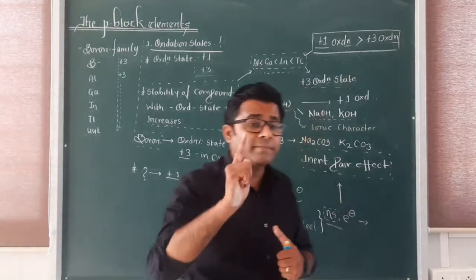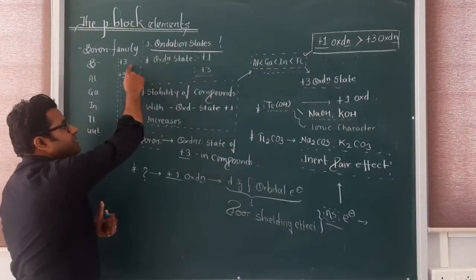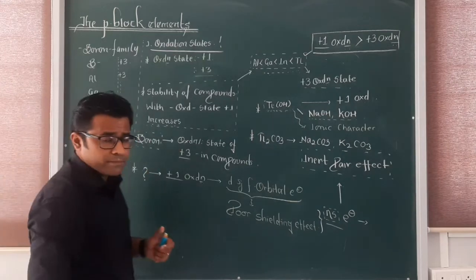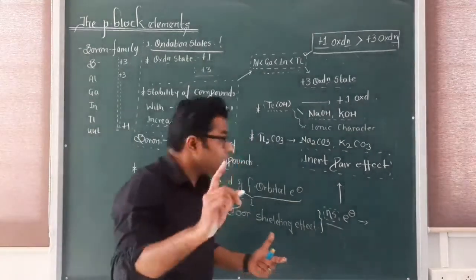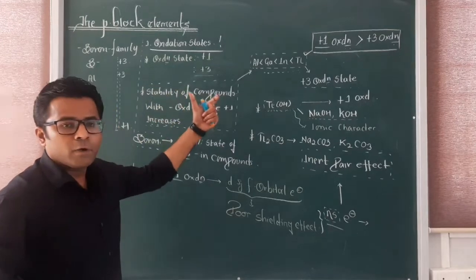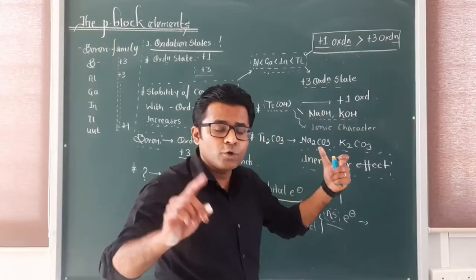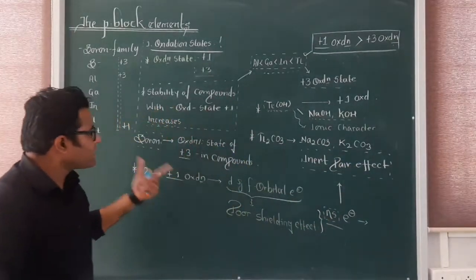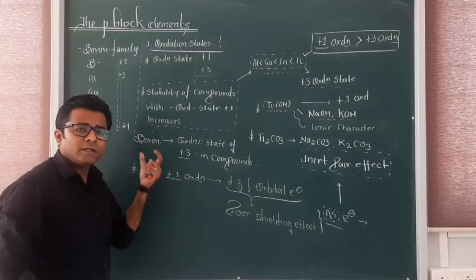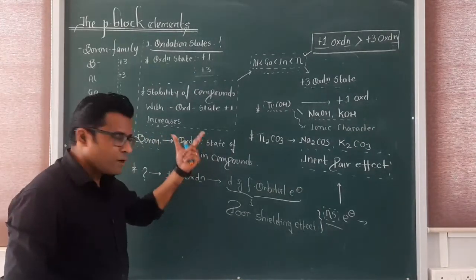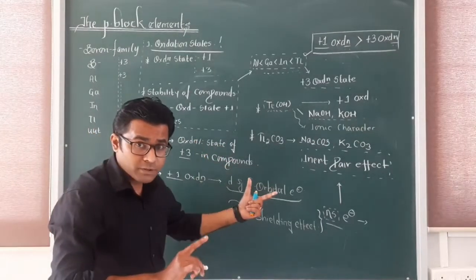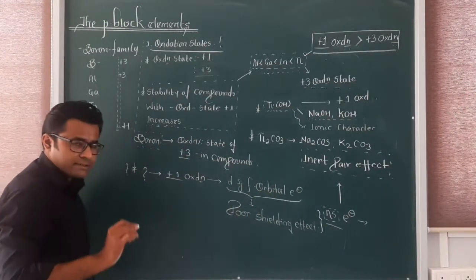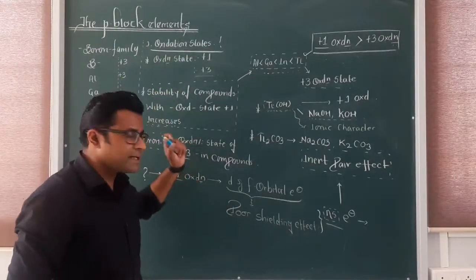The tendency to exhibit +1 oxidation state goes on increasing as we travel down the group in the boron family. Here, the stability of a compound with +1 oxidation state goes on increasing down a given group. Second, boron can show +3 oxidation state only in its compounds. Next, what is a major reason why these compounds are exhibiting +1 effect?